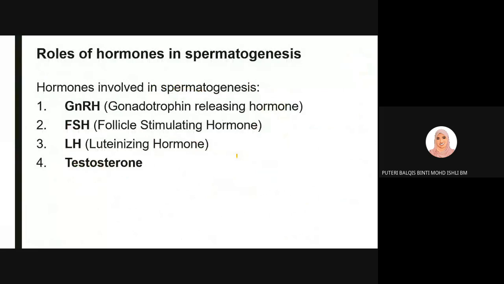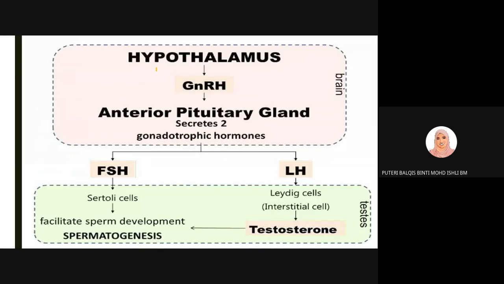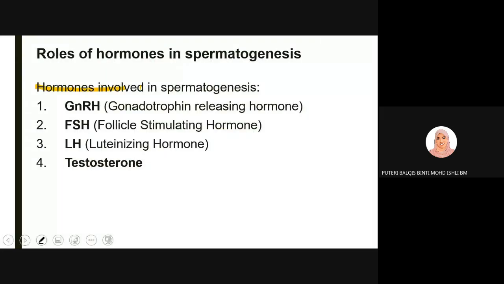Role of hormones in spermatogenesis: we have GnRH, gonadotrophin releasing hormone, writing GnRH is enough, but make sure the n is small, FSH, LH, and testosterone. This is the one that you will discuss in tutorial. These four hormones help to produce sperm. Without them, the sperm would be of poor quality. There is sperm but not of good quality, for example, lazy to move.